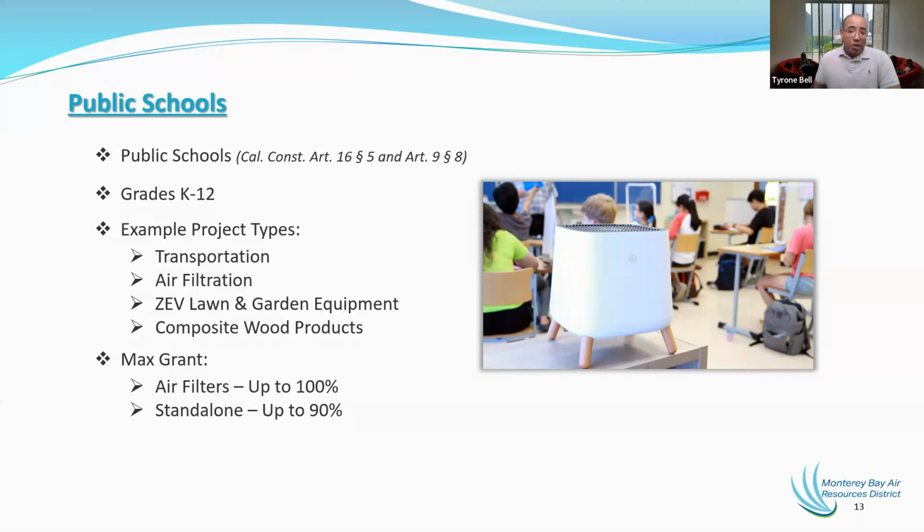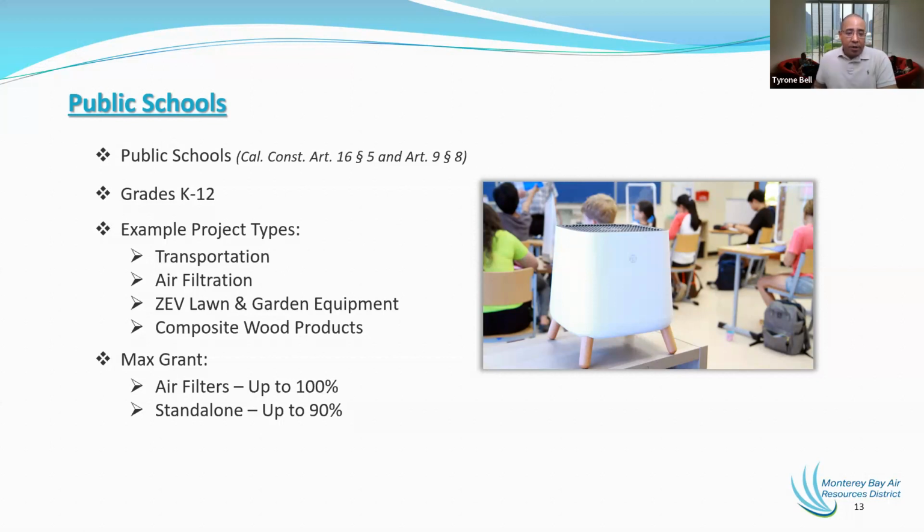Each project type does come with specific requirements. For example, in the case of air filtration systems, the air filter panel must be a higher MERV rating than the existing panel and be at least a MERV 14. Standalone filters are also restricted to 45 decibels. Standalone filters are like what you see in this image that you typically can place in a room.